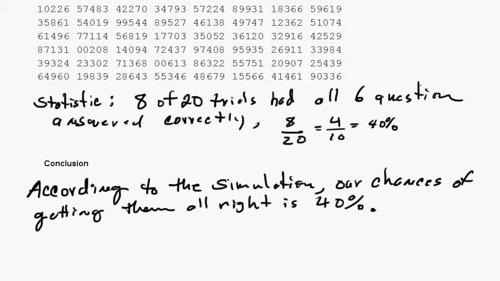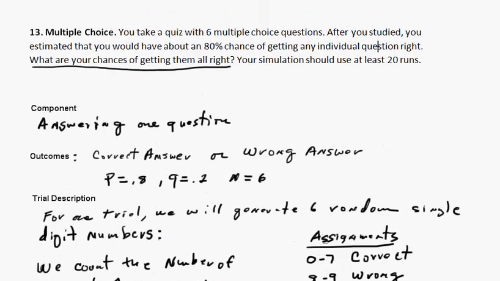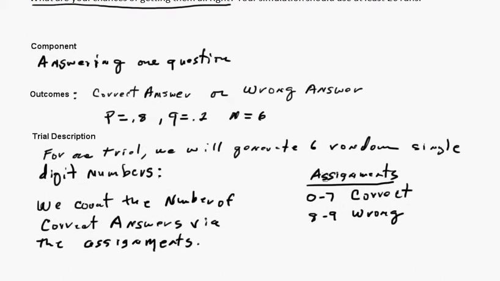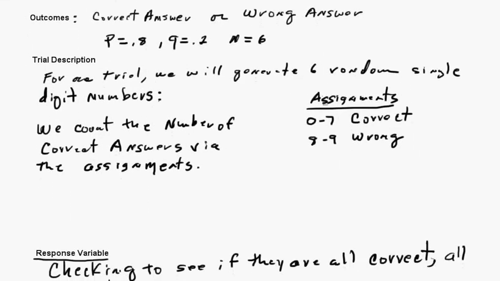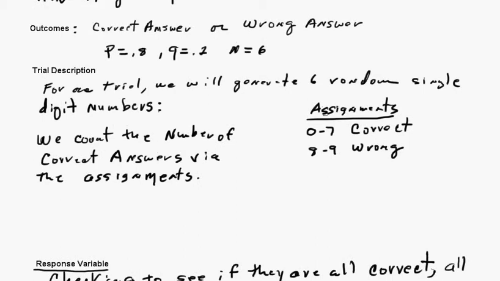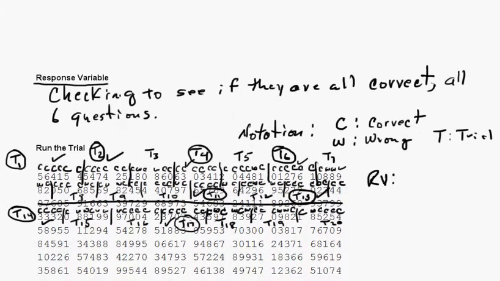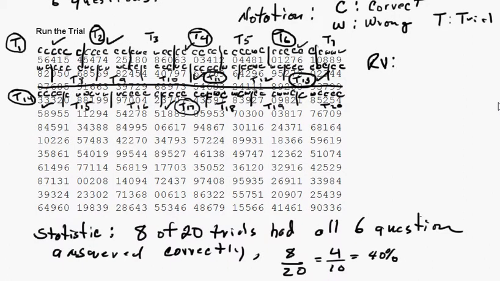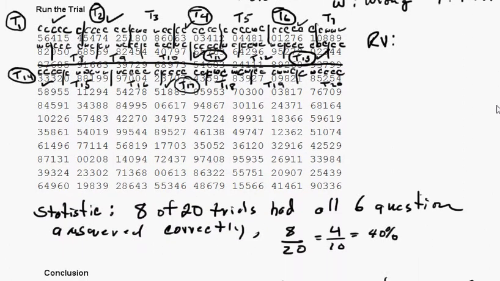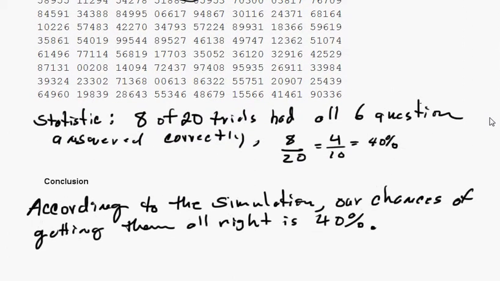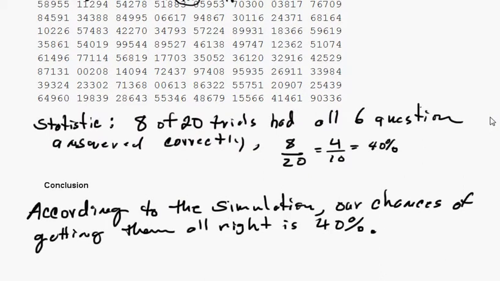Alright, so that's all there is to it. We define the component, define the outcomes, describe how we're going to do the trial. Sometimes it's a little more complicated. Then we define our response variable. Then we use notation and run the trial, calculate a statistic from the trials, and then draw a conclusion according to the simulation. Okay, I hope that helps.